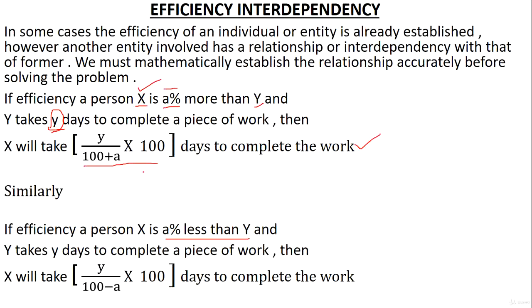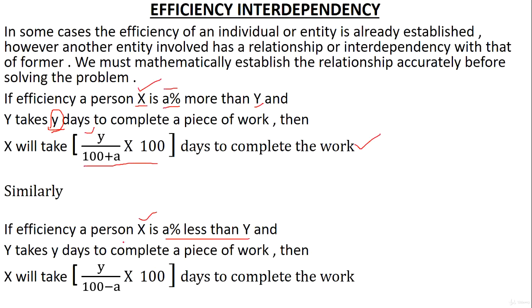Now the point is, we can observe here, when X is more efficient, he will take less number of days to complete the work, because we are dividing it by 100 plus A. That means this fraction becomes smaller, and then we multiply it by 100. On the other hand, if X is less efficient, he will take more time to complete the work. And how much time? That is Y by 100 minus A. Now since we are subtracting, Y into 100 by 100 minus A, the number of days will become more.